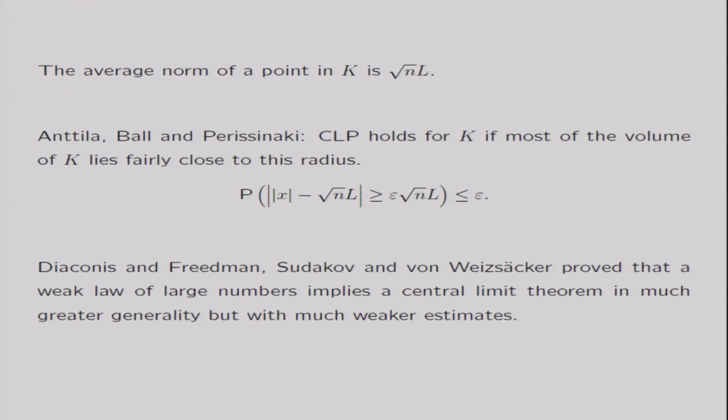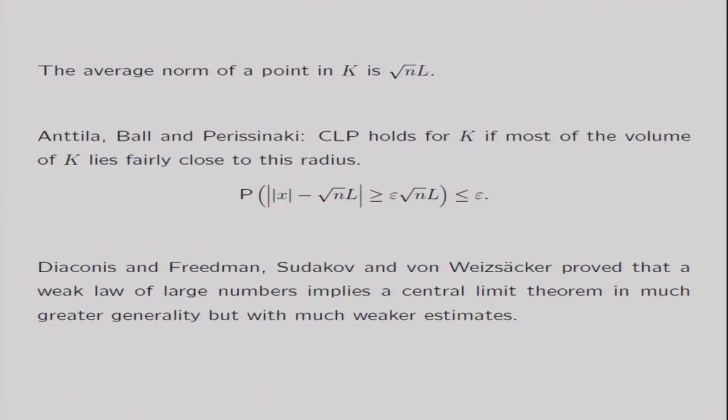Okay, I said, again, the average norm is about root n L, so the average radius of a point in our domain is about root n L. And a couple of my students and I pointed out that if you have a kind of weak law of large numbers, which says that most of the mass lies fairly close to this, not nearly as close as predicted by the KLS conjecture, but fairly close, then you will automatically get this central limit phenomenon holding. You'll automatically see Gaussians in most directions.